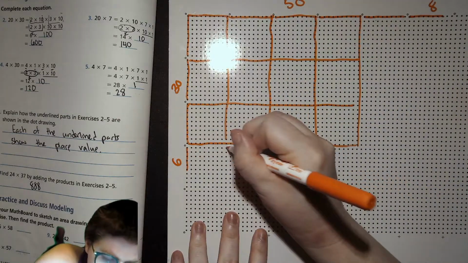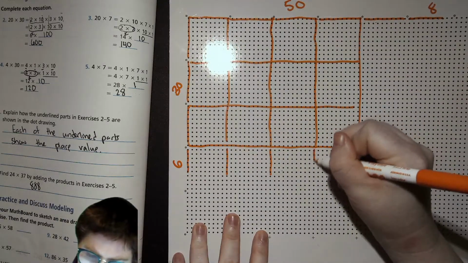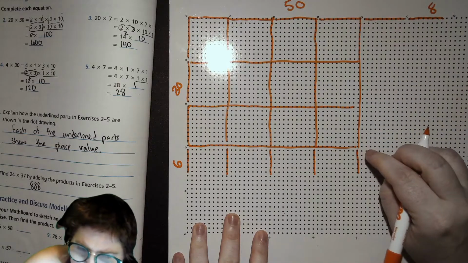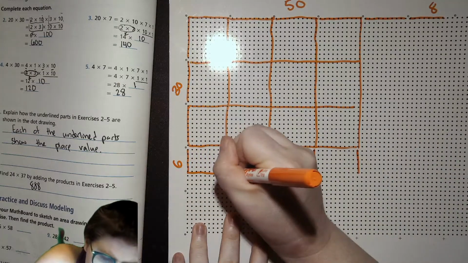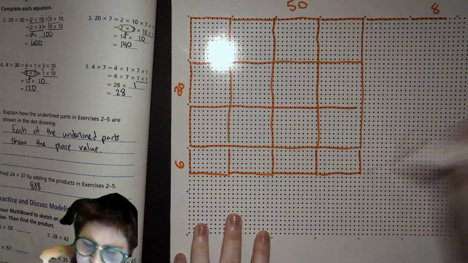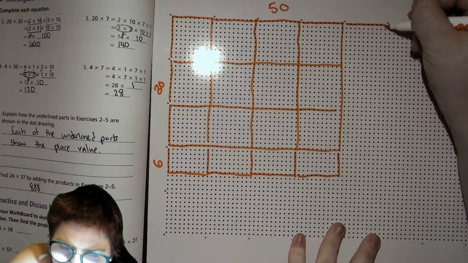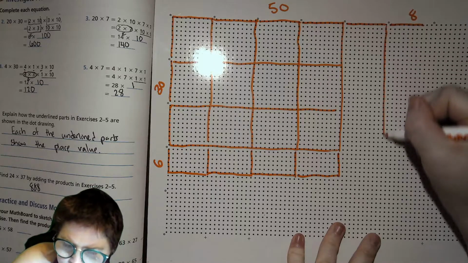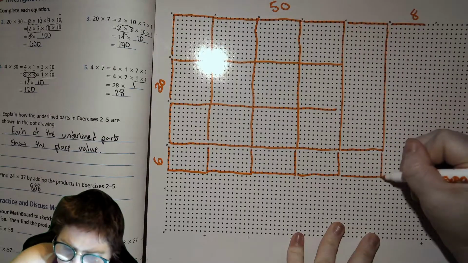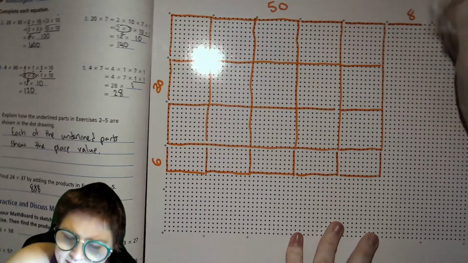And then we have over here. Oh, I forgot this whole chunk. Whoops. And then over here.